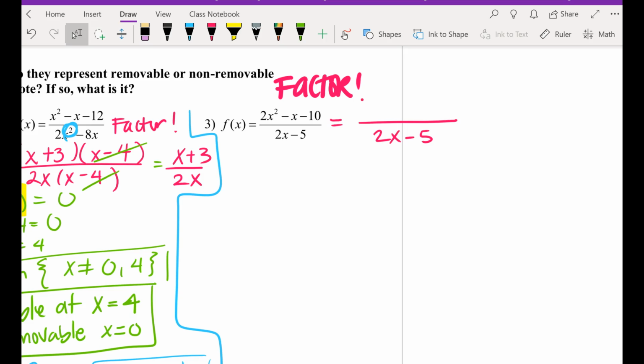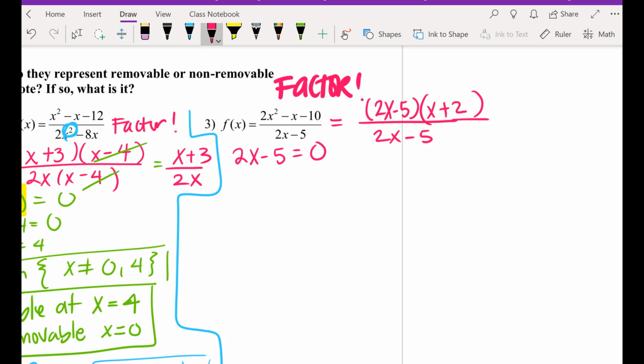Ainsley, did you come up with the two factors on the top? On top, I got 2x minus 5 and x plus 2. Someone confirm that for me? Perfect. Okay. So right away, we are going to take the denominator and we do what? Set equal to 0. All right, here's the denominator. We're going to set it equal to 0.